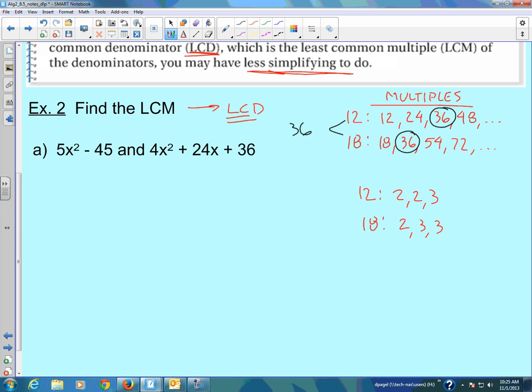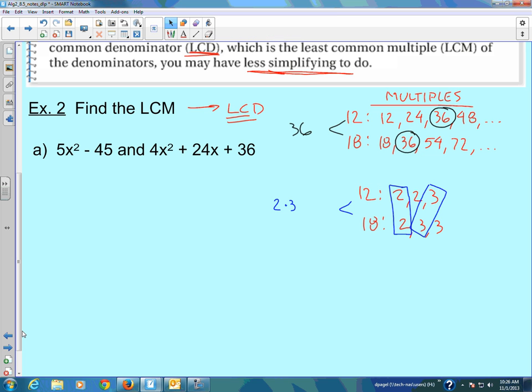So when I'm looking for the least common multiple, and it's in a factored form, I want to find out what do they have in common. So 12 and 18 both have at least a factor of 2 in common. They both have a factor of 3 in common. So far, my least common multiple would be a 2 times a 3.